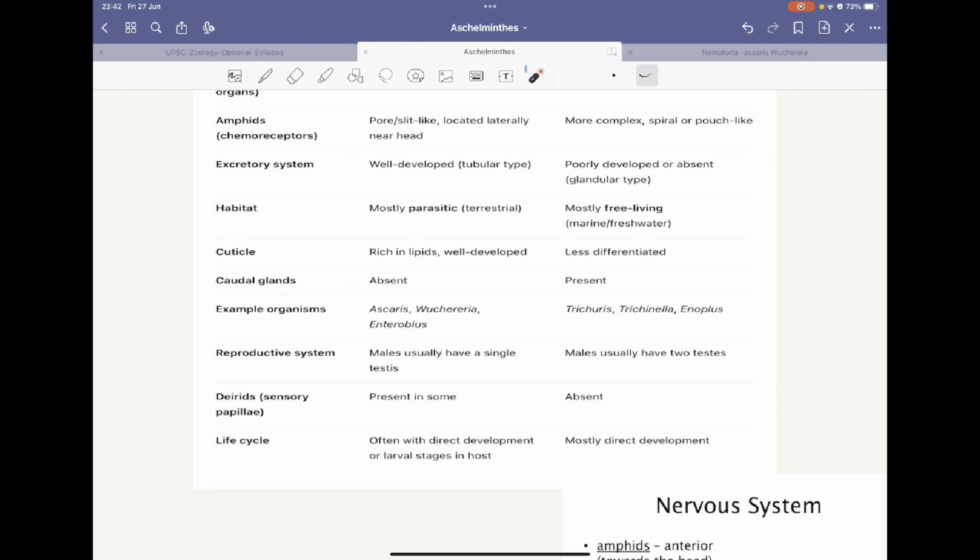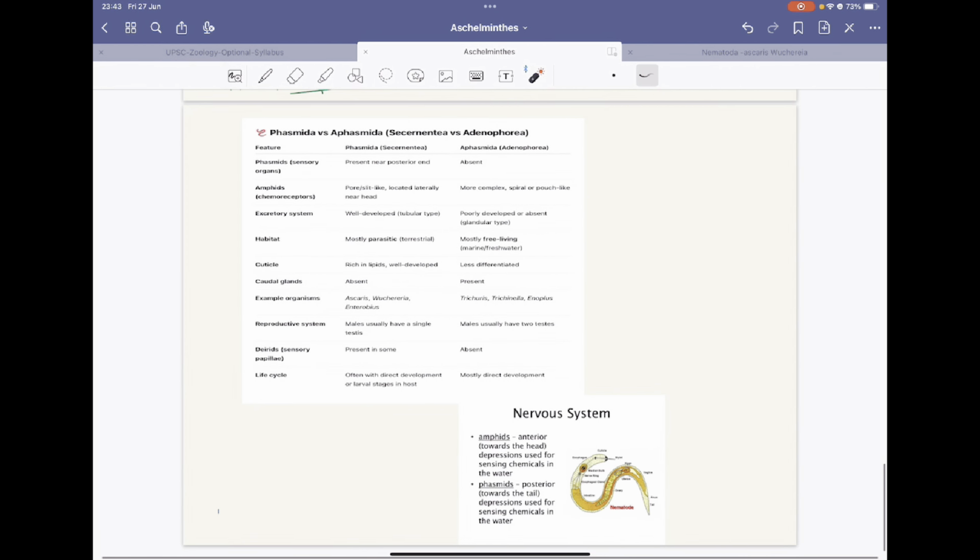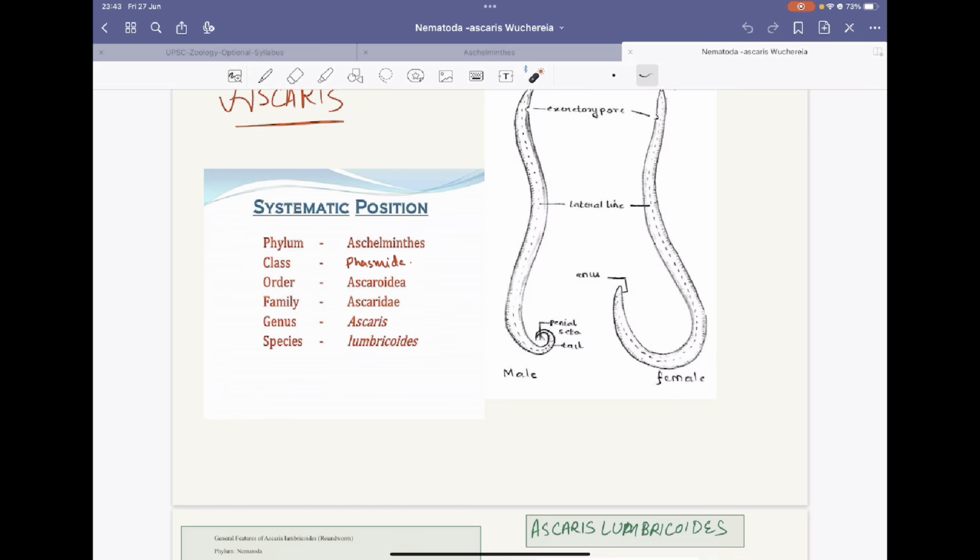Reproductive system: in case of Phasmida, the males usually have a single testis, and here they have two testes. The sensory papillae or deirids are present in some Phasmida and absent in Aphasmida. They have indirect or larval stages, and in Aphasmida they are mostly direct development. So this is all about the general features and the classification.